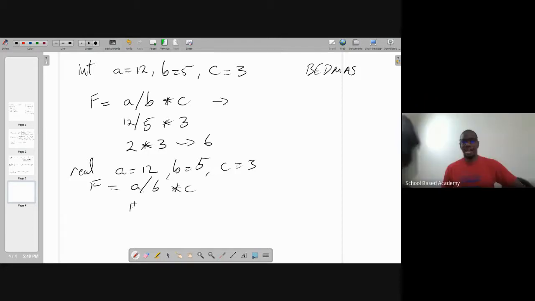7.2. All right, let's take a look. 12 divided by 5 multiplied by 3. 5 could go into 12 how many times? It could go 2.4 times, right? Multiplied by 3, 2.4 multiplied by 3 is 7.2. So the answer here is 7.2, whereas before it was 6.